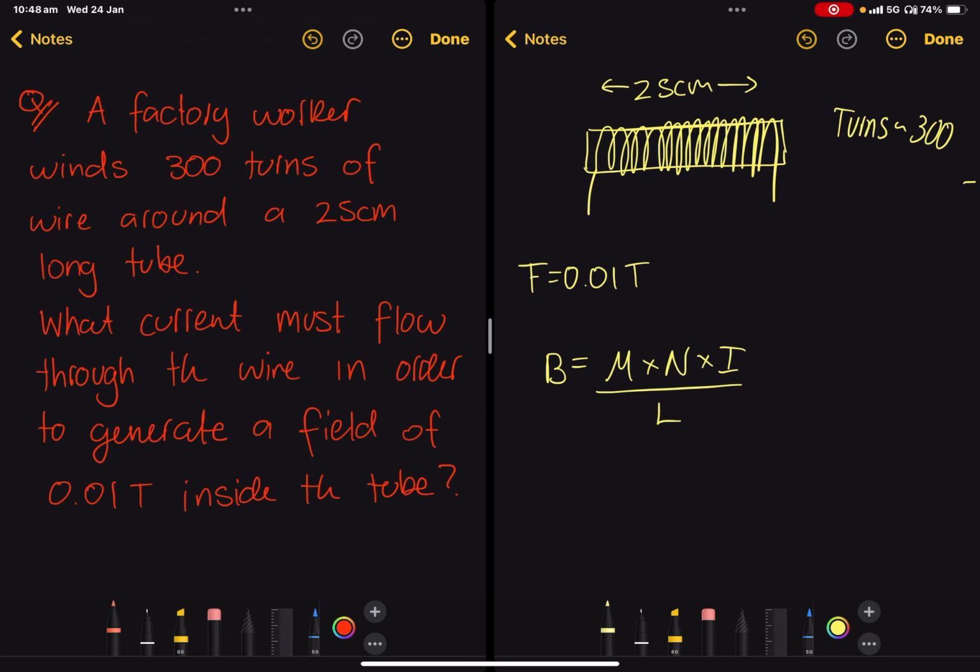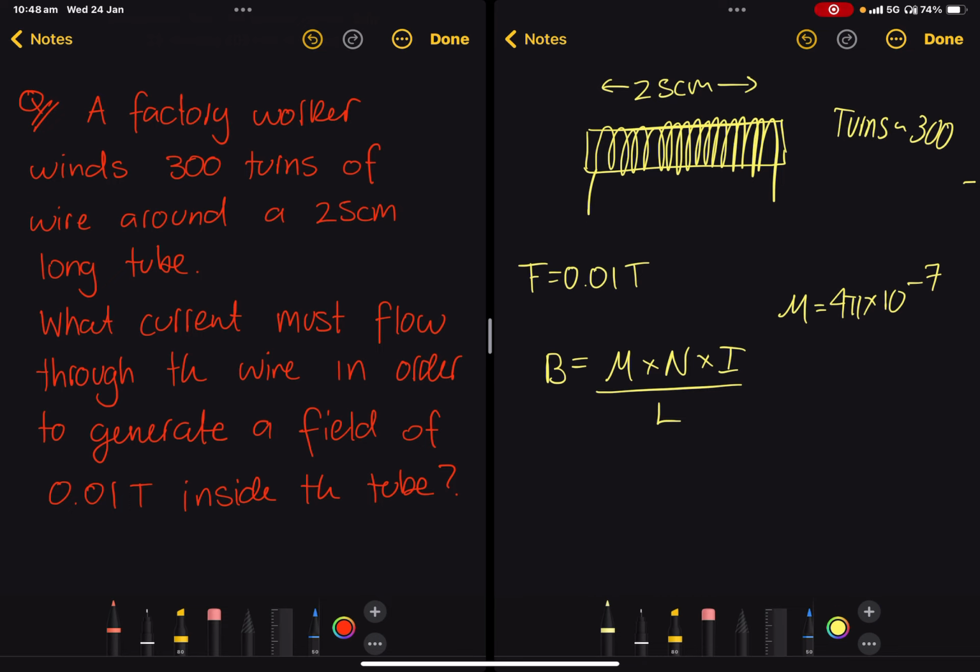Now this constant that we're using here is a constant common in electronics and magnetics. This is mu naught, which is 4 pi times 10 to the minus 7. So this is the value of this constant.